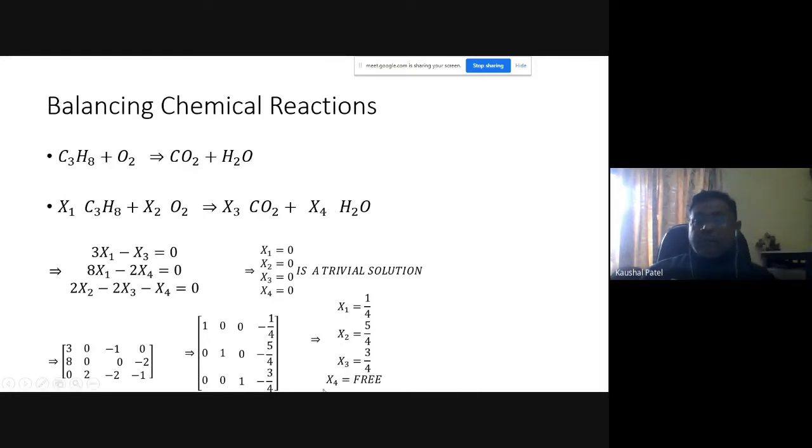Now x4 is free, which means we can multiply by 4. Rather than fractions, it can be converted into pure integers. So I take x4 in such a way that it becomes an integer. I can multiply the whole equation by 4, then it is fine. So let's take x4 as 4, so x1 is 1, x2 is 5, x3 is 3 and x4 is 4. So now my relation is x1 is 1, so C3H8 plus 5 times O2 gives 3CO2 plus 4H2O. So this is the way we can use linear algebra to balance chemical reactions also.